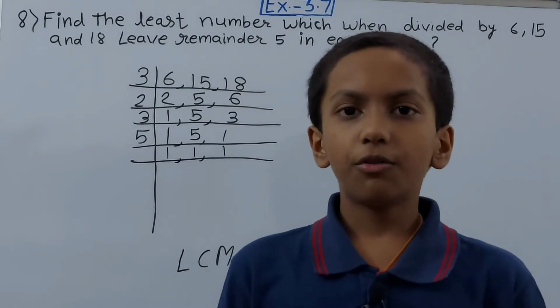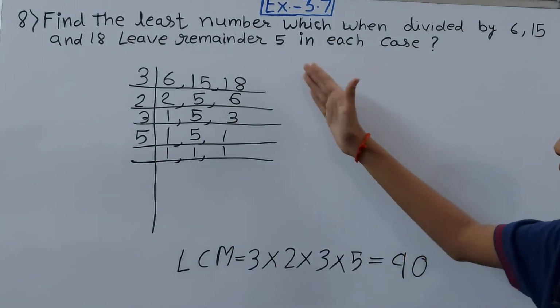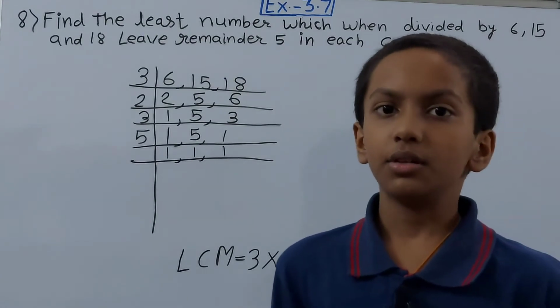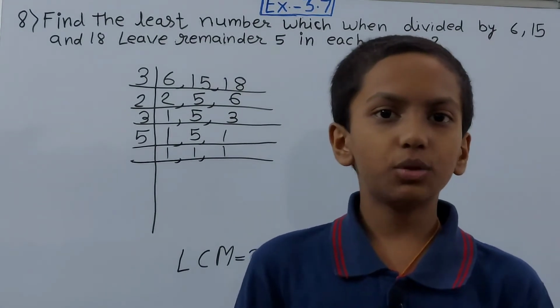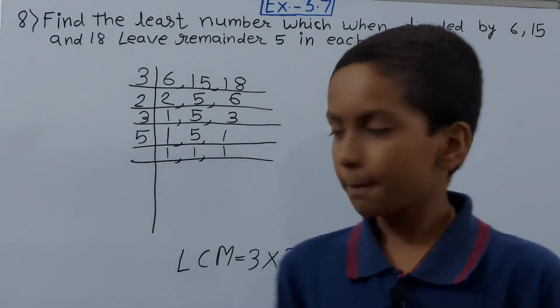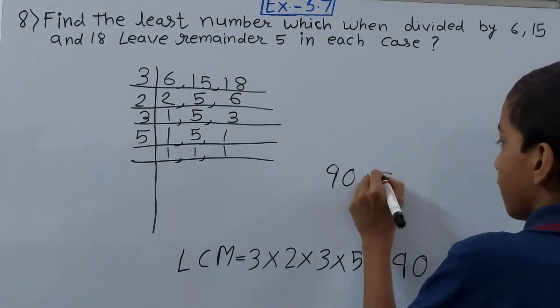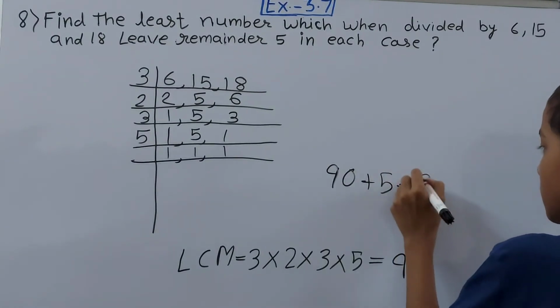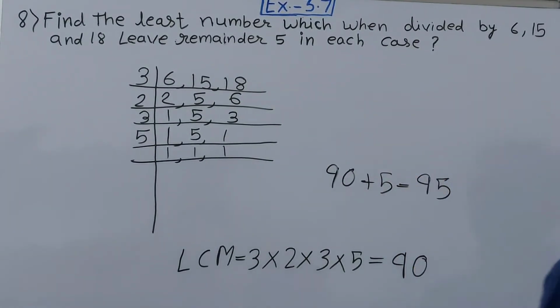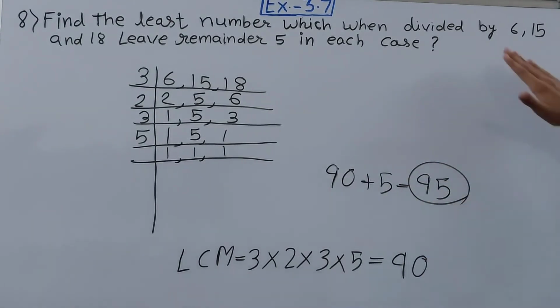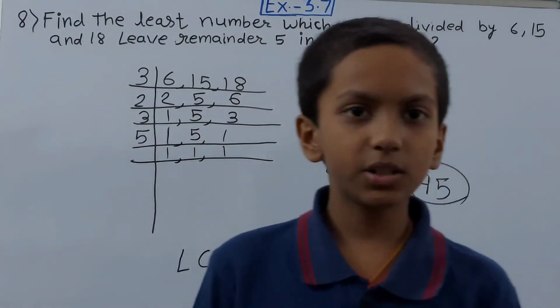That means this 90 will not leave remainder when divided by 6, 15 and 18. So now friends, it is asking to find a number that leaves remainder 5. So for that we are going to add 5 to our LCM. So see, it is 90 plus 5, that is equal to 95. So you see, if you divide 95 by 6, 15 or 18, you will get the remainder as 5. So friends, now let's see the next question.